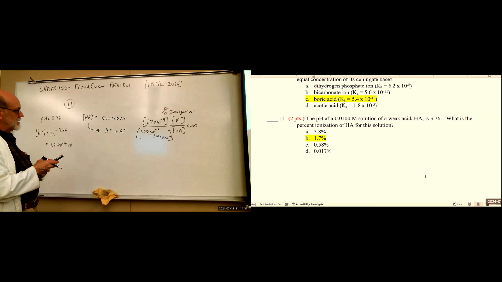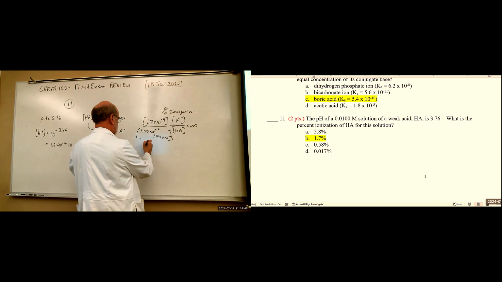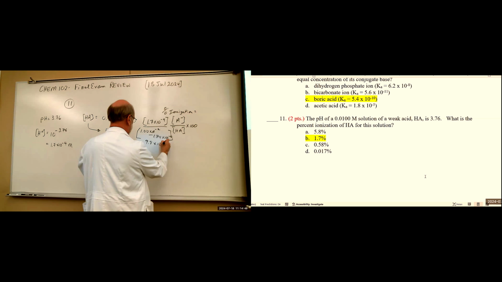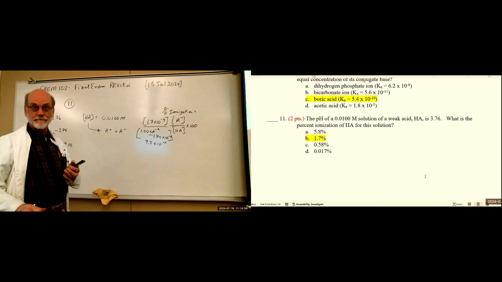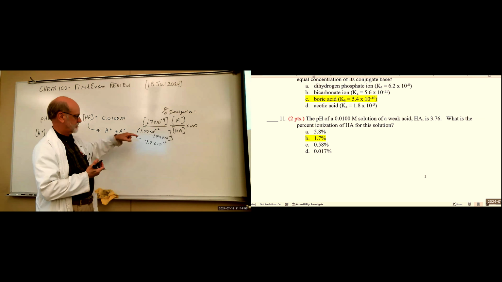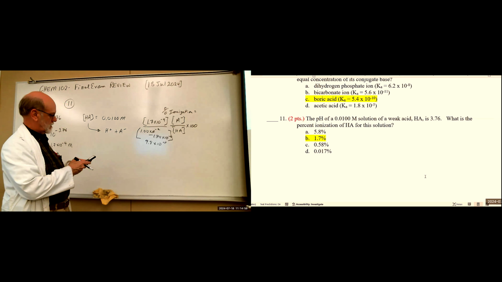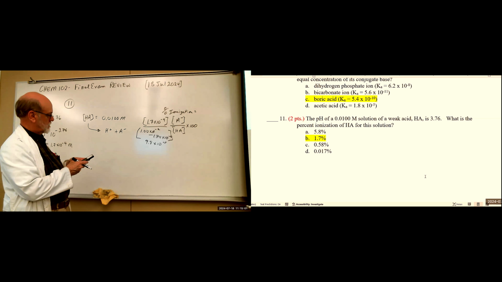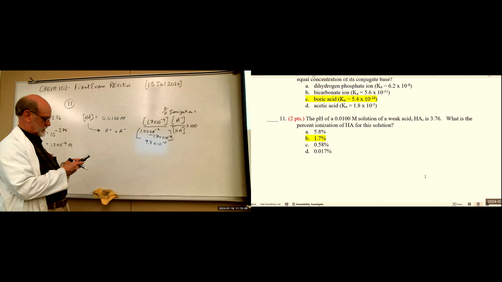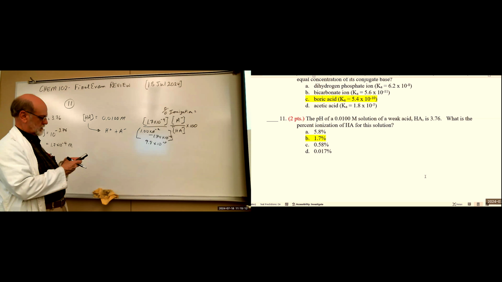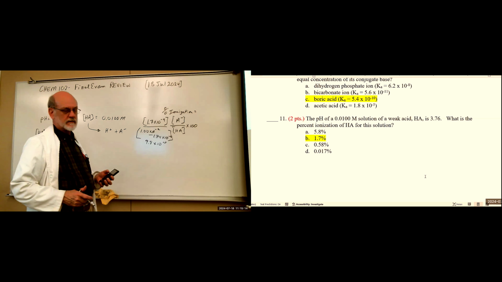So let me see. 1 minus that, subtract. So I get 9.8 times 10 to the minus 3. Okay, for this term right here. And we'll divide that into this one. Divide, times 100. So I get 1.7%.